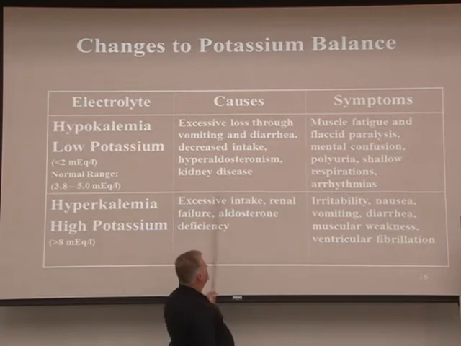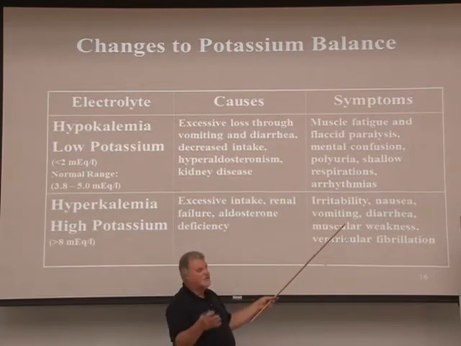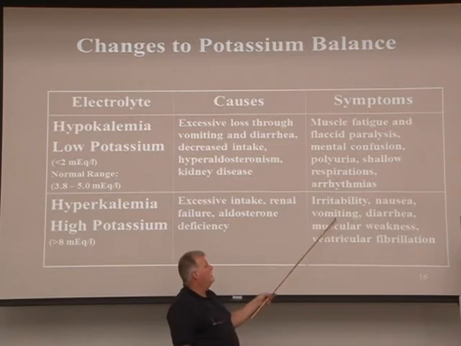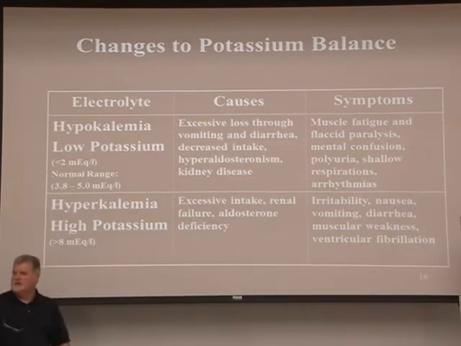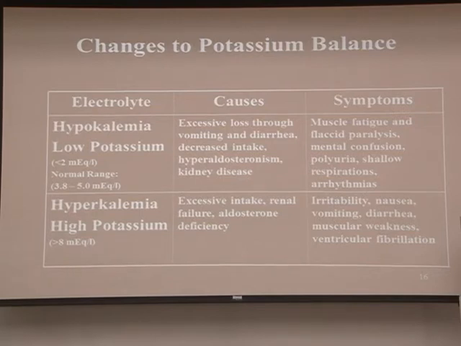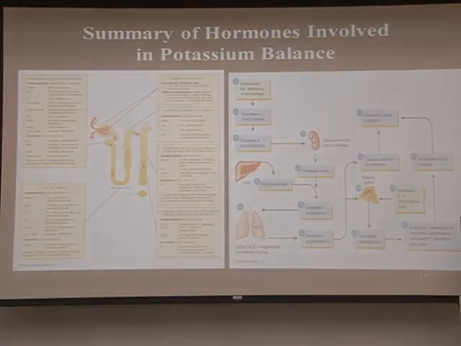In hyperchloremia, the patient's usually really irritated. They feel nauseous all the time. They have vomiting and diarrhea and muscle weakness and ventricular fibrillation, where the ventricles aren't wanting to contract completely. So you can see why all these lead to significant problems in patients if they go way beyond the normal range.